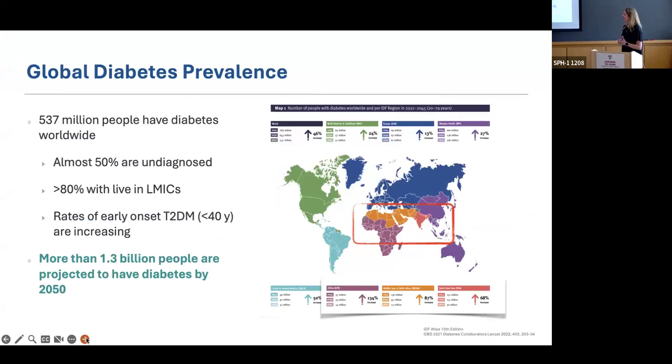So I'm sure this audience is well aware of the statistics, but by way of background, there are over 500 million people globally right now with diabetes, of which about half are undiagnosed. The vast majority live in lower and middle income countries, and rates of early onset diabetes, so diagnosis younger than age 40, are increasing pretty significantly. You'll see here on this map that the parts of the world where we're expecting the largest increases in diabetes prevalence over the coming decades are in Africa, a 134% increase, the Middle East and North Africa, and Southeast Asia. So those are the parts of the world that are projected to be the hardest hit. And most recent estimates predict that there could be more than 1.3 billion people with diabetes by the year 2050.